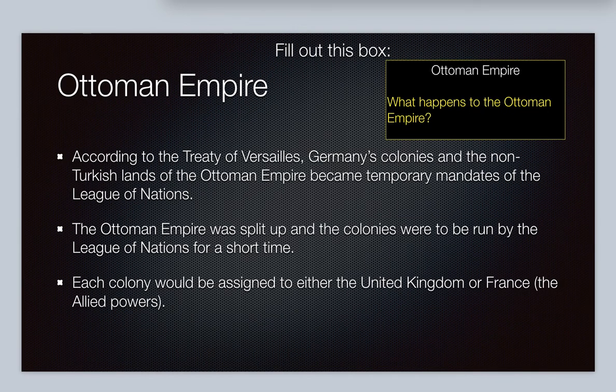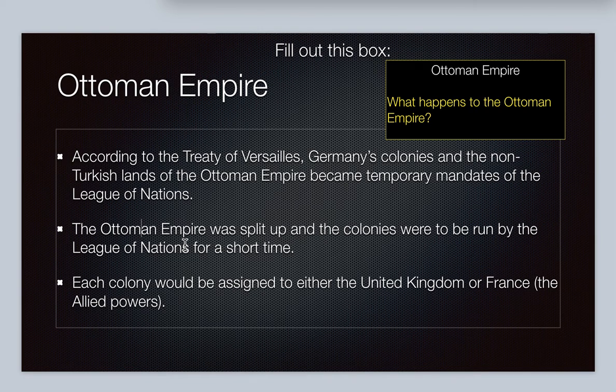Okay, the Ottoman Empire, and this is your bottom right-hand box. So you do not have to write down this first bullet point, but I'm going to read it anyway. The important bullet points are the middle and the last one, but I'm going to read it to you anyway. According to the Treaty of Versailles, Germany's colonies and the non-Turkish lands of the Ottoman Empire, because the Ottoman Empire was on Germany's side and they lost, they became temporary mandates of the League of Nations.